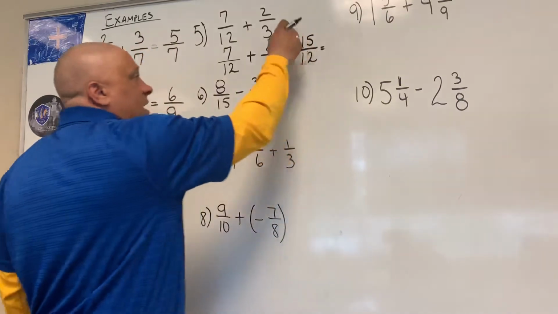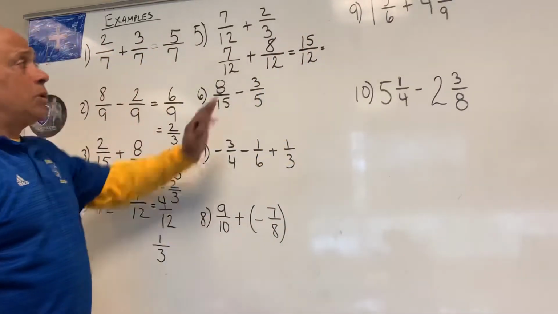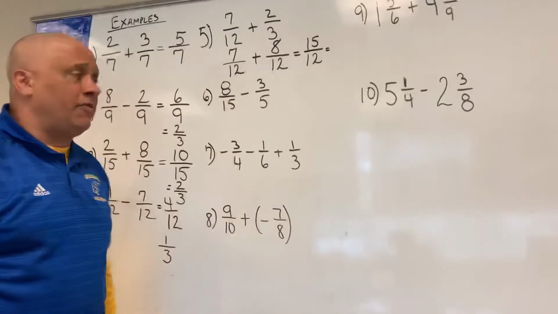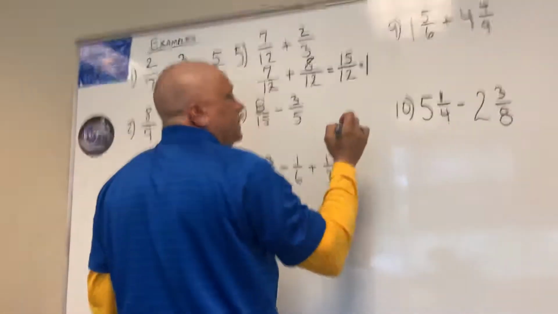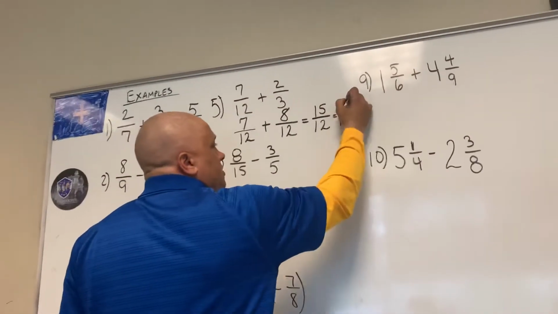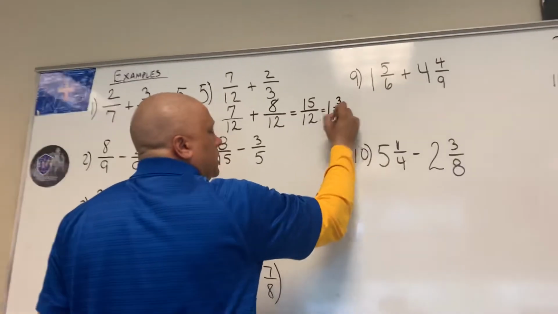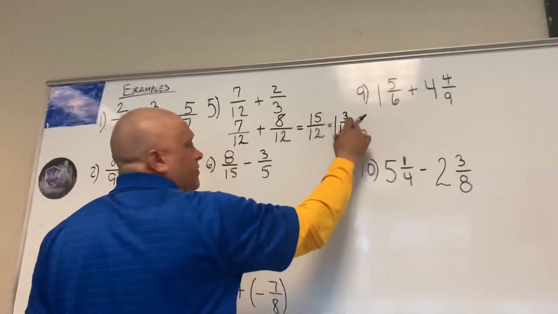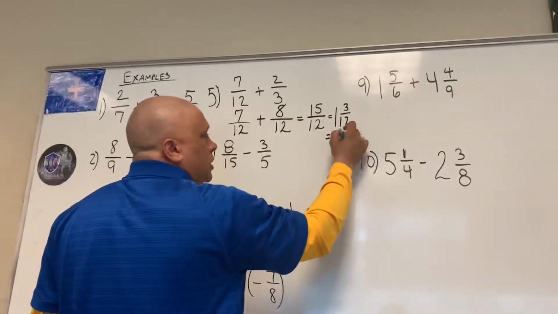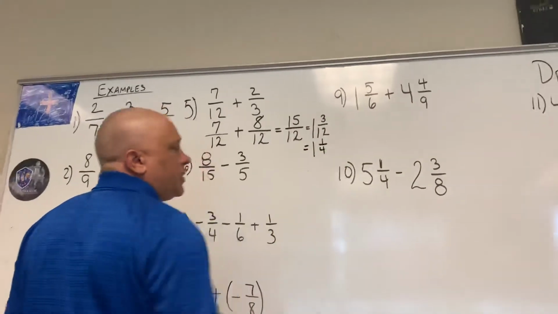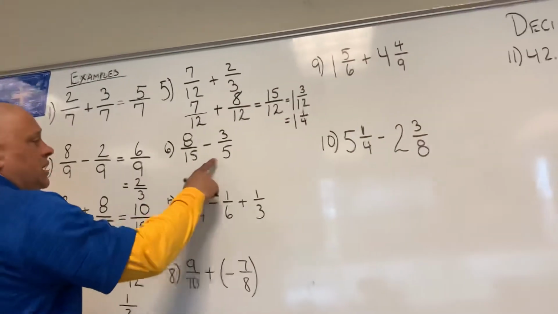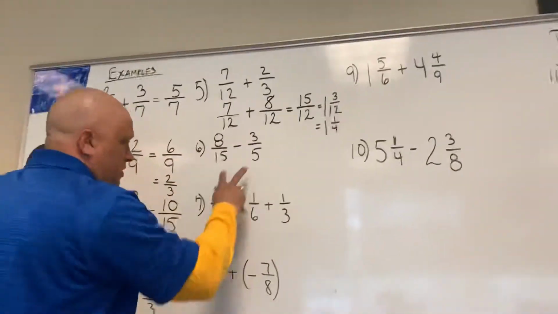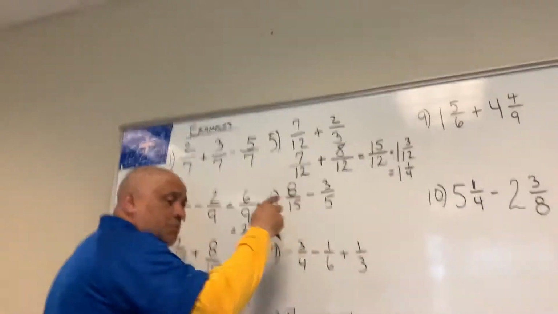Now we have an improper fraction that we're going to convert into a mixed number. 12 goes into 15 one time. 15 minus 12 is 3 over 12. Because this is 3 over 12, we will reduce it to 1 1/4. There's our answer. We do the same thing here. We have two unlike denominators, but now we're subtracting.